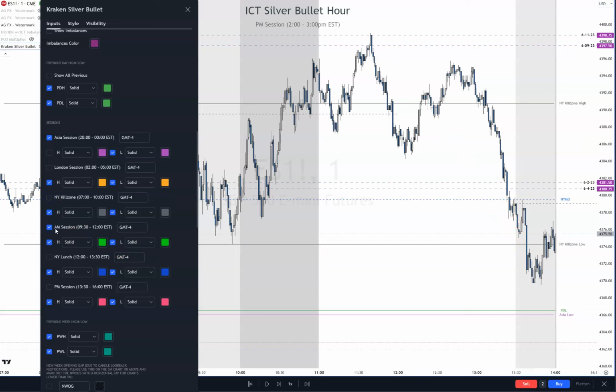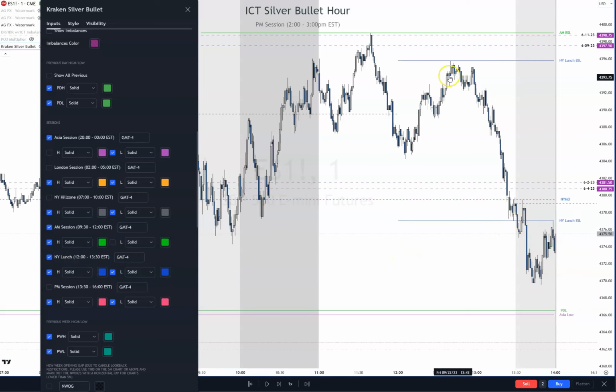Now let's look at the AM session. AM session liquidity has been taken out. We still have not taken out the AM high right there, so we can leave that on. Take out the low. Let's go with the New York lunch. The low has been taken out, but we have not taken out the high, so let's leave the high up. Let's take out the low. It's already been taken out.